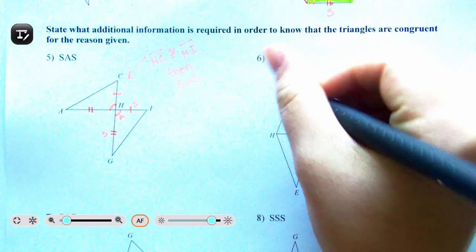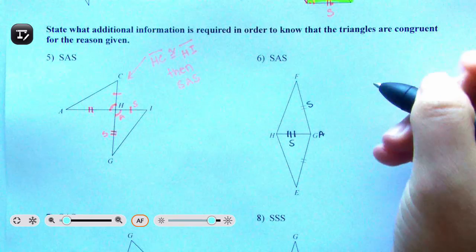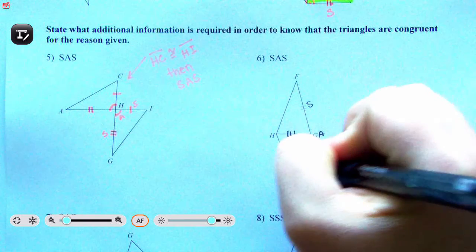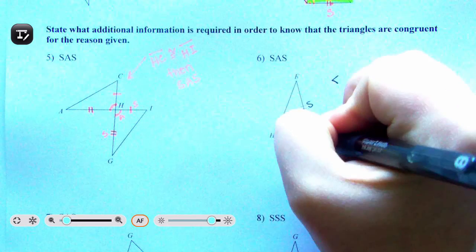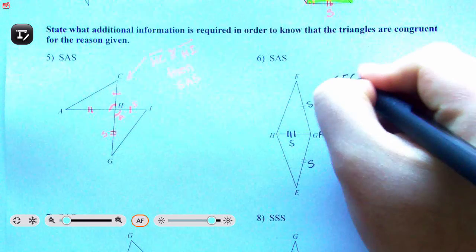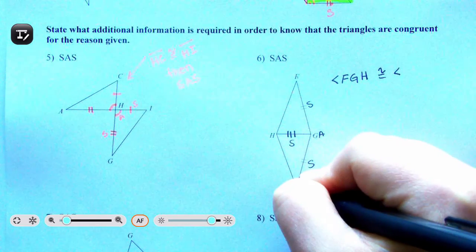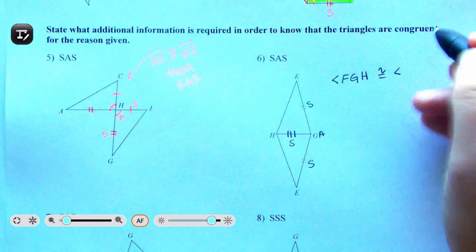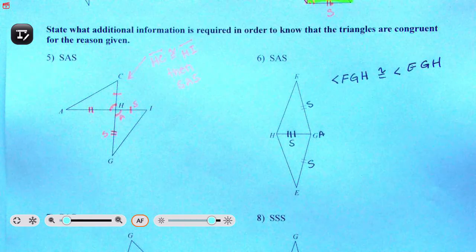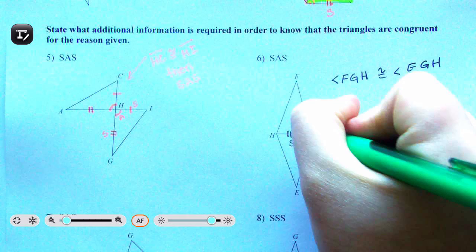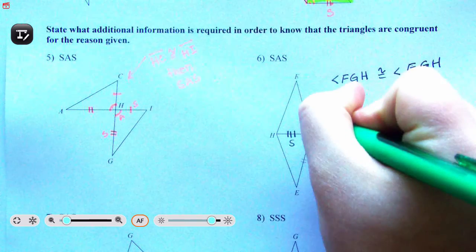In order to have side, angle, side, we need to know that angle FGH is congruent to angle EGH. If we do not have this information, we cannot assume that these are congruent. We have to know that these two are congruent. This is what's needed.